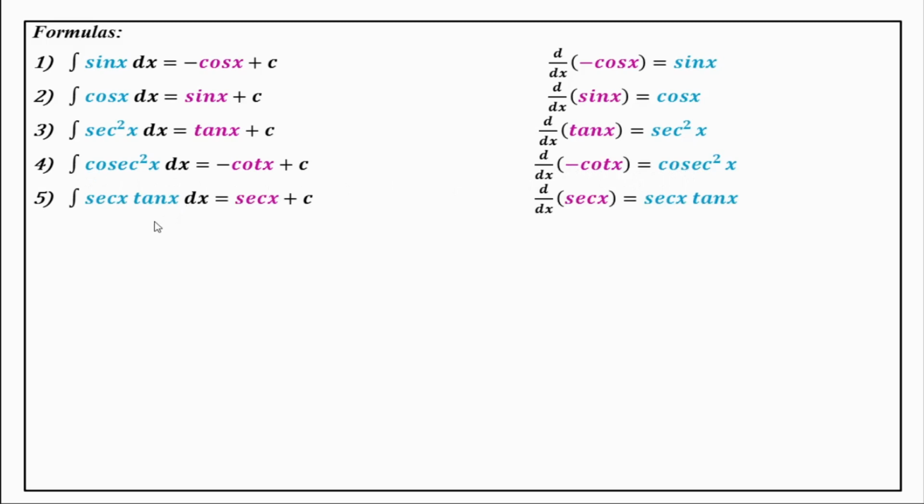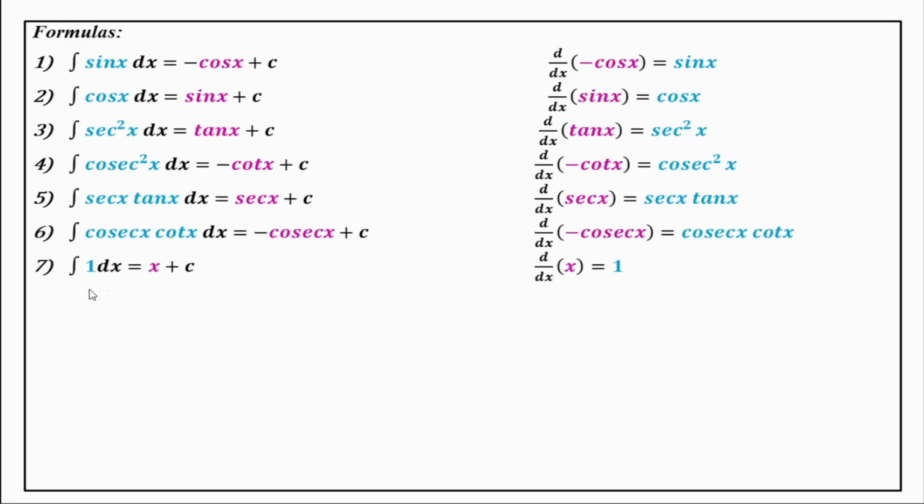Integration of secant x into tan x is secant x because differentiation of secant x is secant x tan x. Integration of cosecant x into cot x is minus cosecant x because differentiation of minus cosecant x, that is, cosecant x differentiation, is minus cosecant x into cot x. So minus into minus becomes plus.